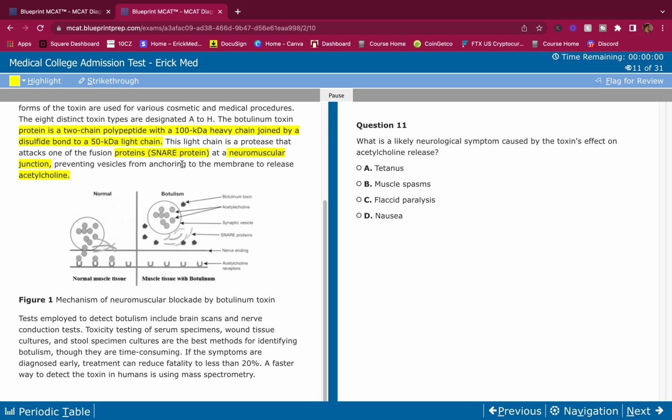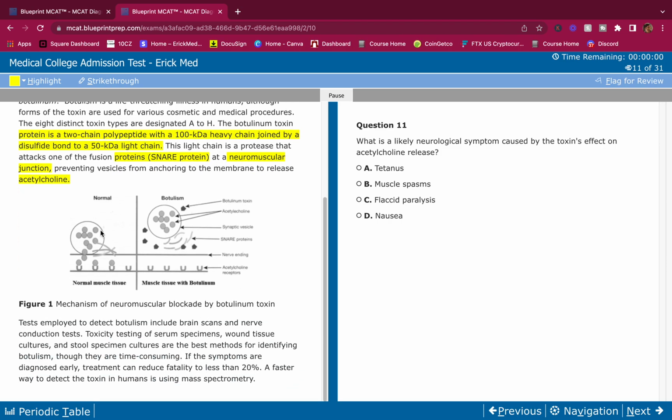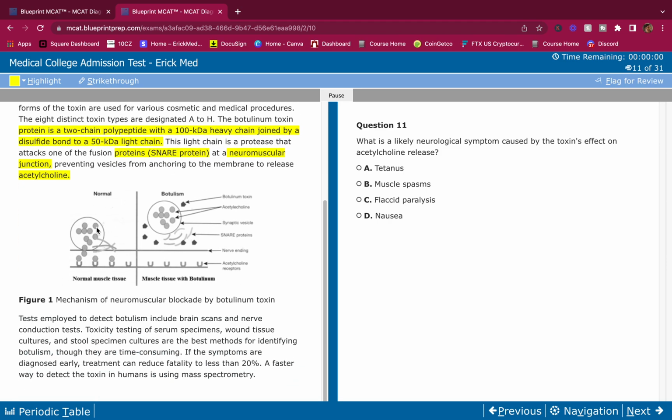All right, so I'm just highlighting what's basically in my content review, just things that I could look at quickly to remember and make notes in my head. But this is pretty simple here.